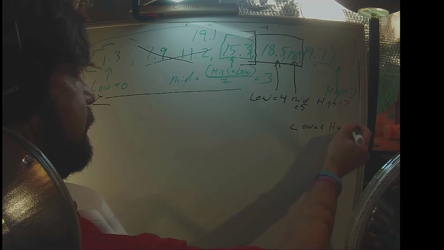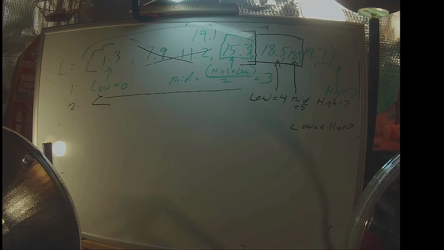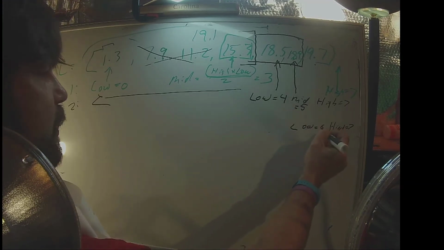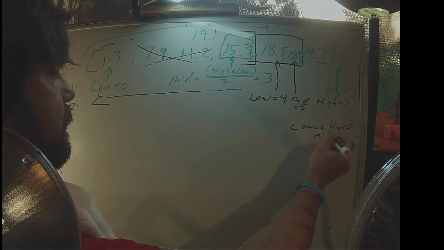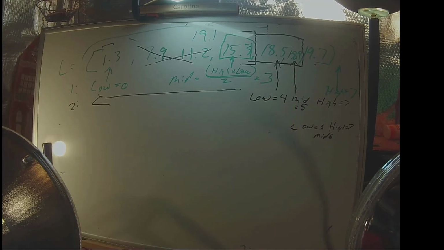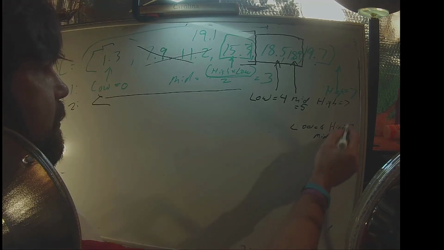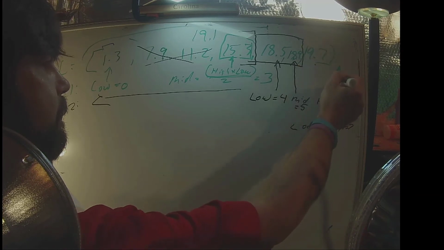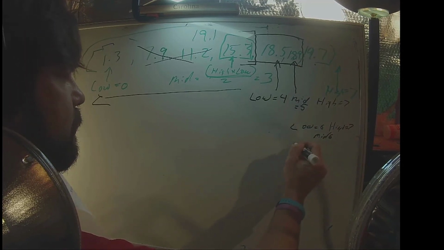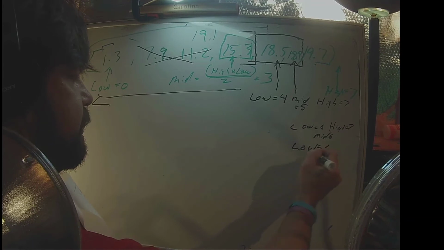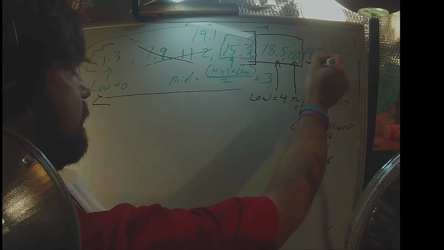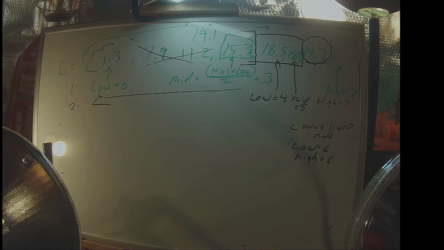And high still equals 7. We calculate the midpoint again. The midpoint this time is going to be 6. So we look at 19.7, and we ask, is 19.1 greater than 19.7? And the answer is no. So this time we move high down. High finally moves down, and now low equals 6, and high equals 6. And they both point to that value.